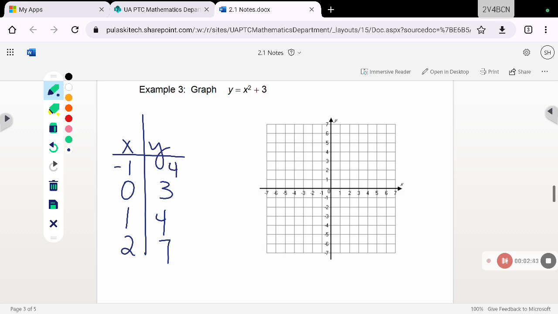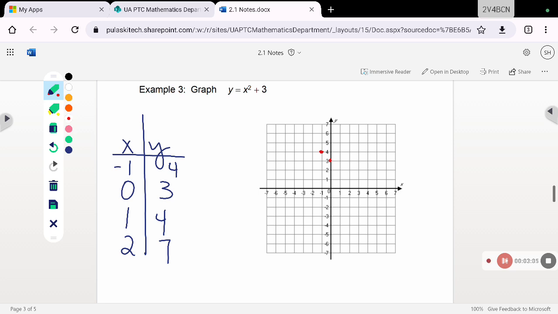So since we put this equation in our calculator and it gave us the table for us, now I'm just going to use those points that I had circled and plot those. So my first point is at -1, 4. So let's go -1 would be go to the left 1 and then up 4. So there's -1, 4. 0, 3 means go left or right 0, up 3. So there's that point.